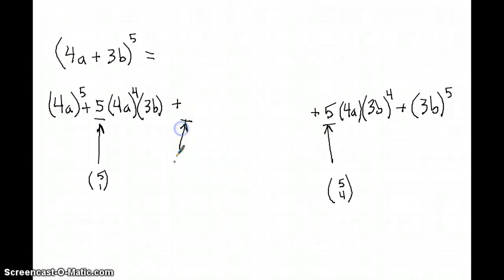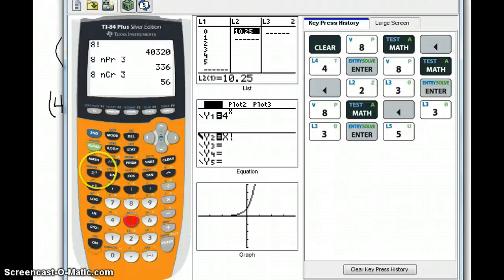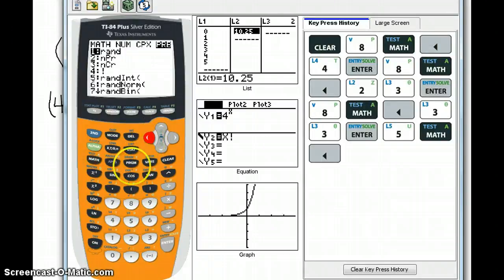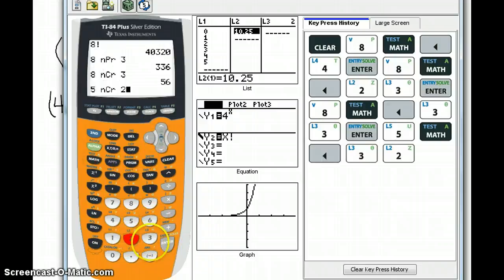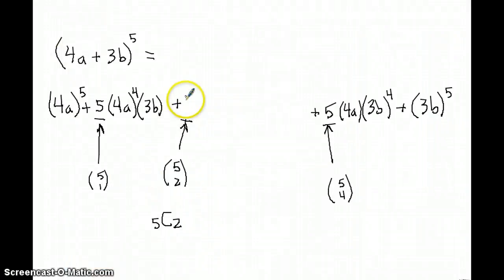It's 5 choose 2 that goes in that spot. How many ways are there to choose 2 things out of 5? Oh, I guess I could go calculator on that. How many ways are there to pick 2 things? There happen to be 10. Okay. So it's going to be 10, and then I got to cycle this exponent around. 4b cubed, 3b squared.